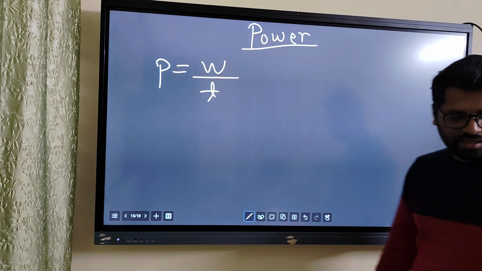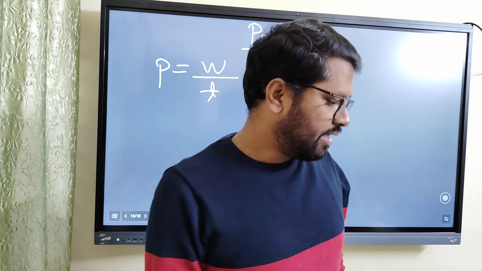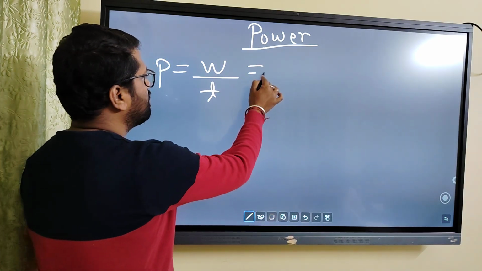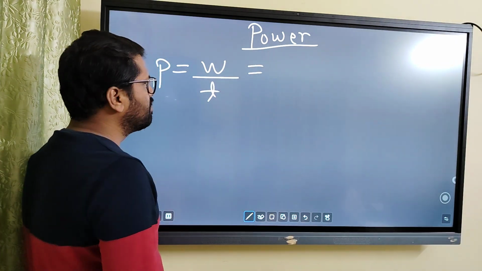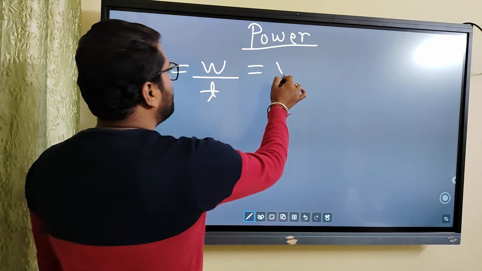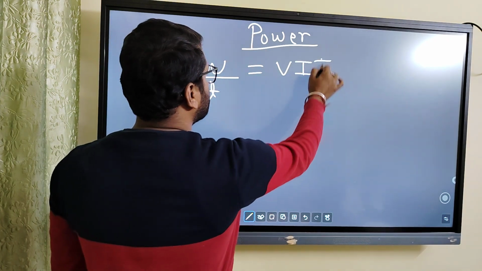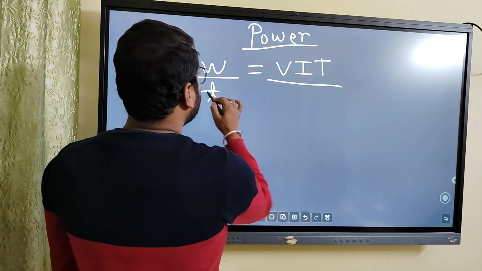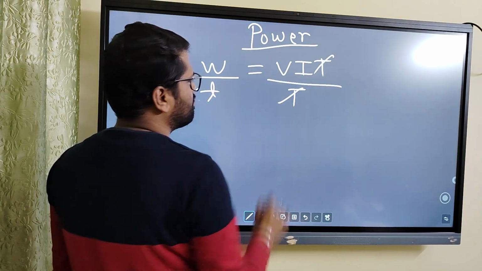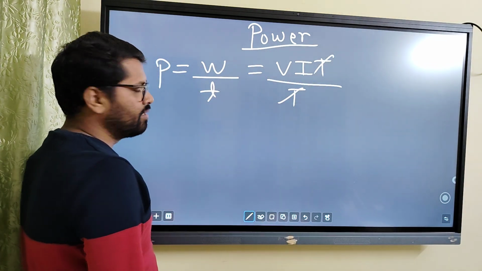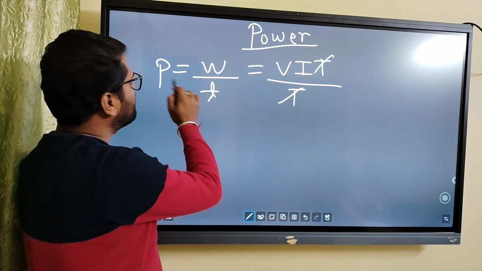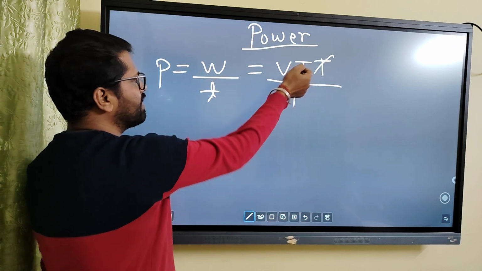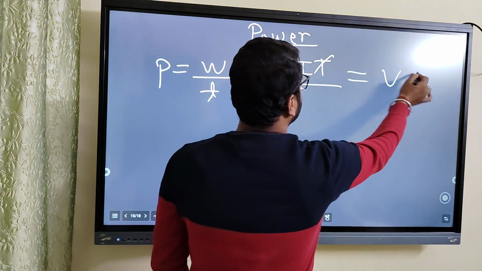We have just seen three formulas. See here properly. What is the work formula? VIT. Just now I said Vellore Institute of Technology. VIT by time, T and T cancel. Work by time is power, and work is VIT. So T and T will get cancelled. What is the power formula? VI.